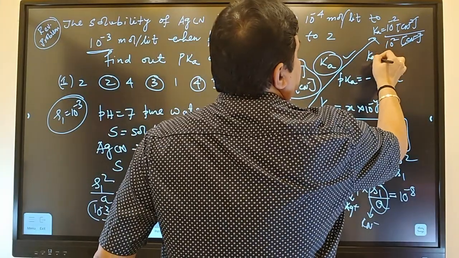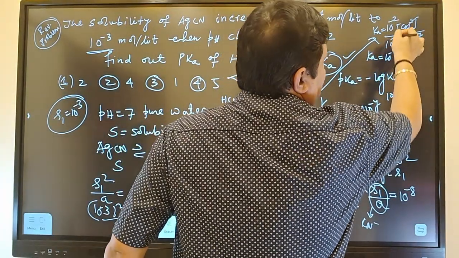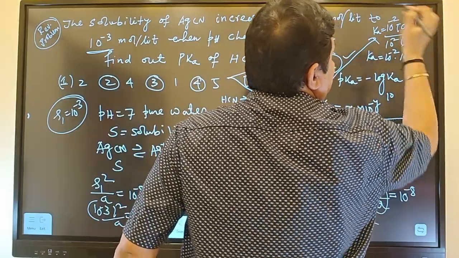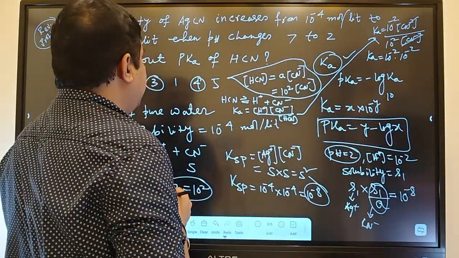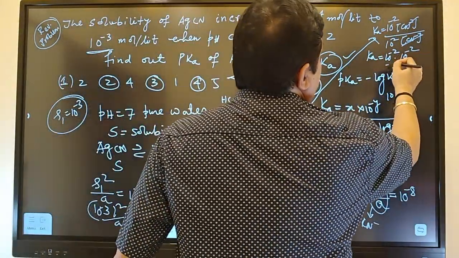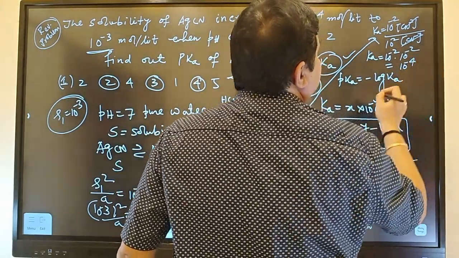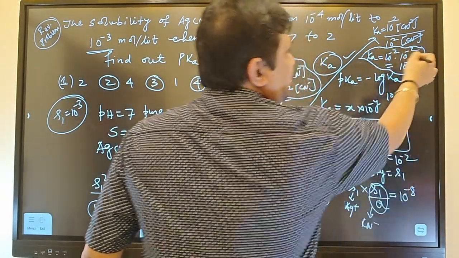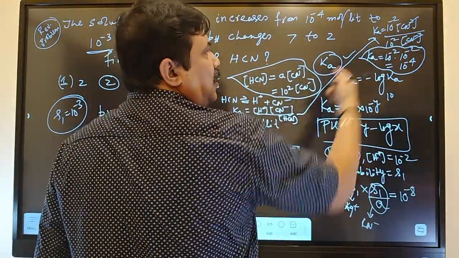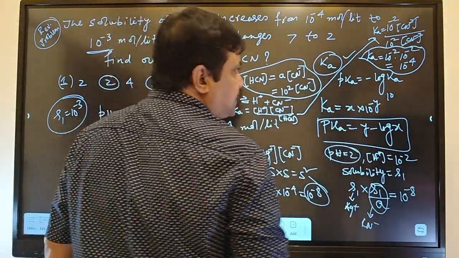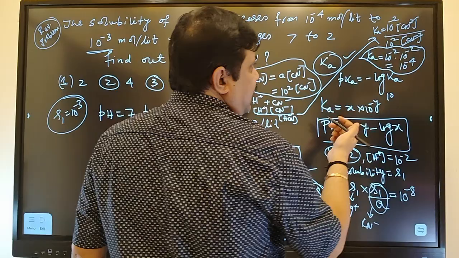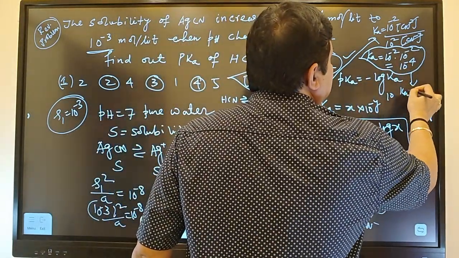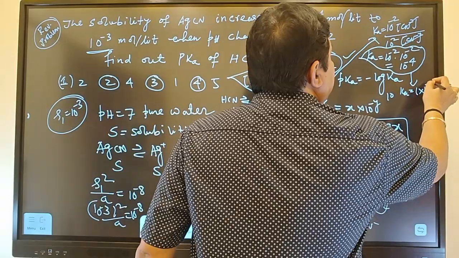Then the cyanide ion cancels out. Then K equals 10 power of minus 2 into this 10 power of 2, which, if you take it in the numerator, this also will be 10 power of minus 2. So immediately K is equal to 10 power of minus 4. So you look at here, K is coming out as 10 power of minus 4. pK equals minus log K. That means I can write K equals 1 into 10 power of minus 4.